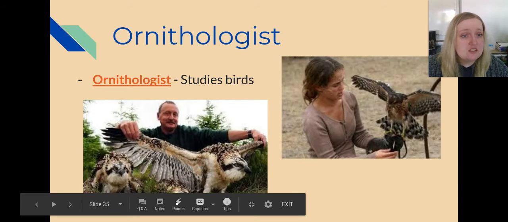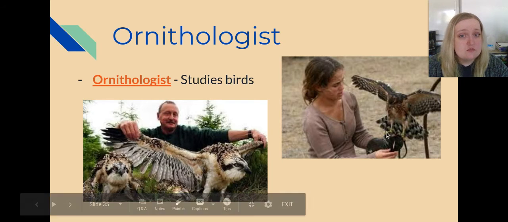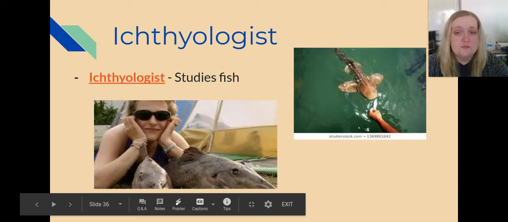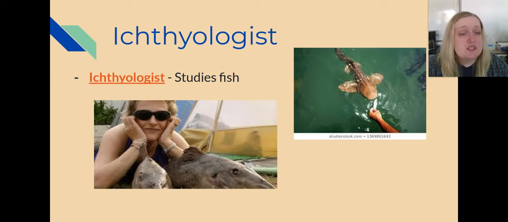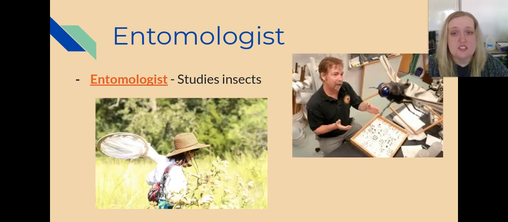Next one is an ornithologist. Ornithologist is an individual that studies birds. So ornithologist is birds. Ichthyologist. An ichthyologist is a specific type of zoologist that studies fish. And a mammologist. A mammologist is a type of zoologist that studies mammals. So mammal again is in the name and mammal is in the definition.